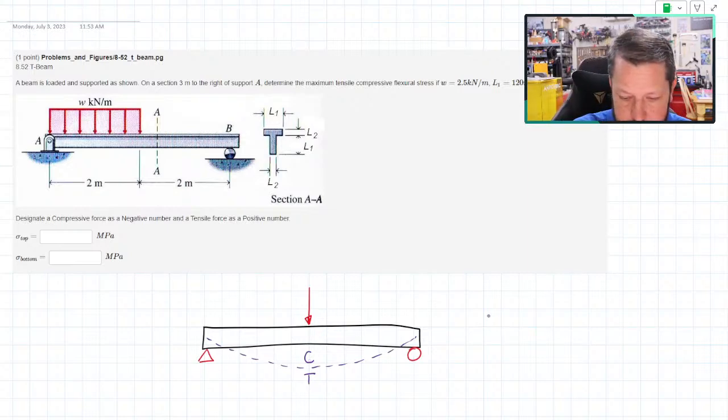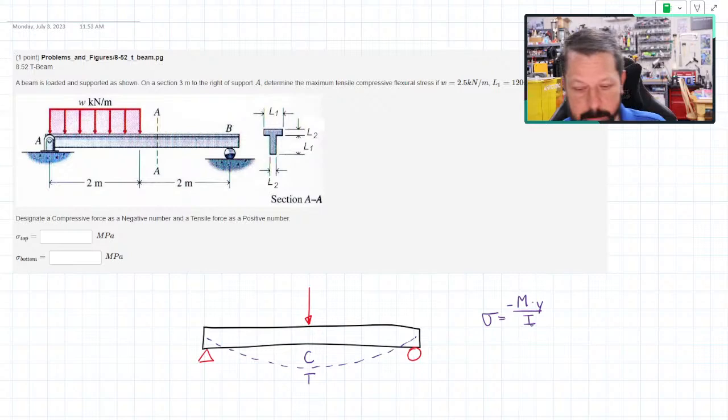Remember that equation was this guy. Sigma equals negative M times y over I. M is why we're drawing these shear and bending diagrams, because that M is the internal bending moment.